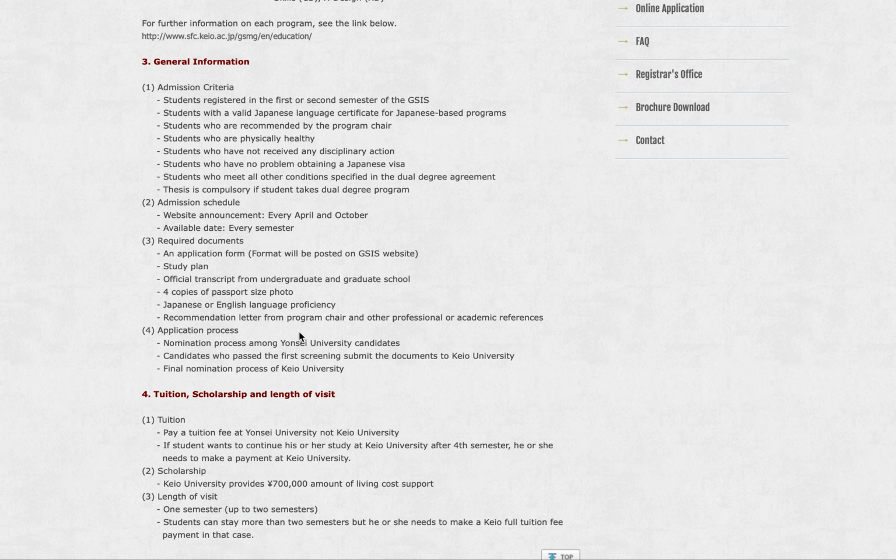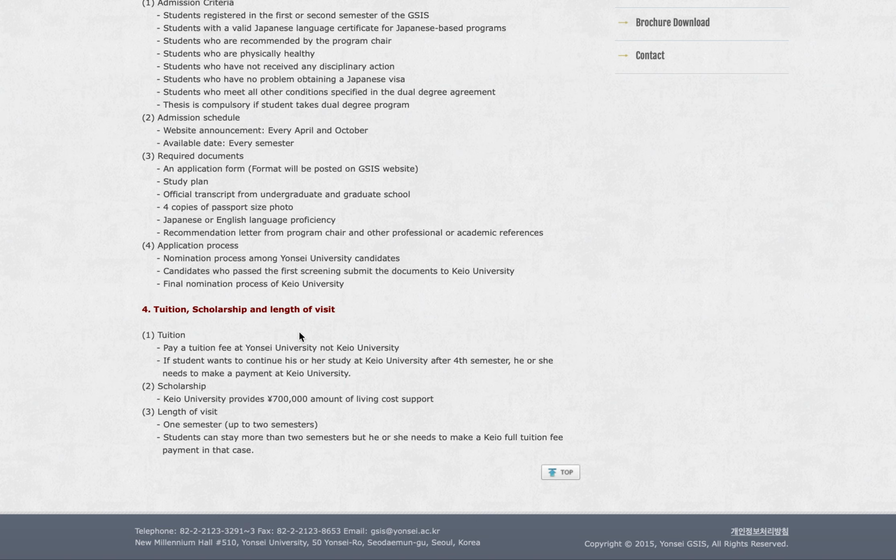Actually, I took an IELTS exam, and I got 7. So I assume maybe 6.5 or 7 would be sufficient for applying for this dual degree program, or another language test certificate equivalent to a score of 6.5 in IELTS.